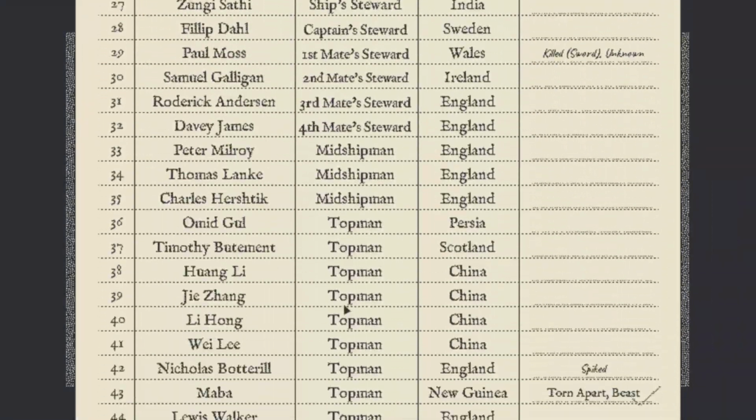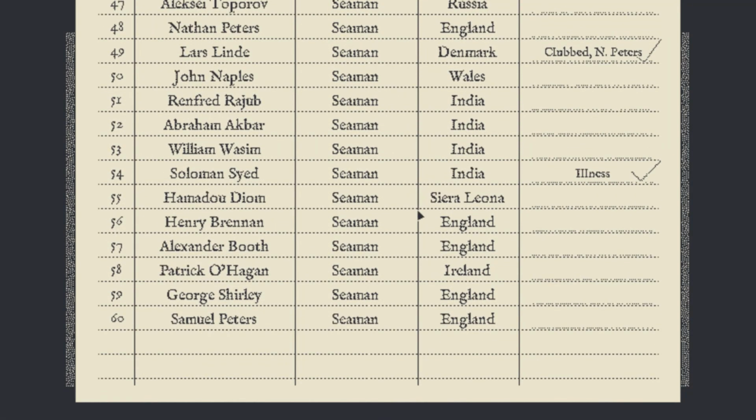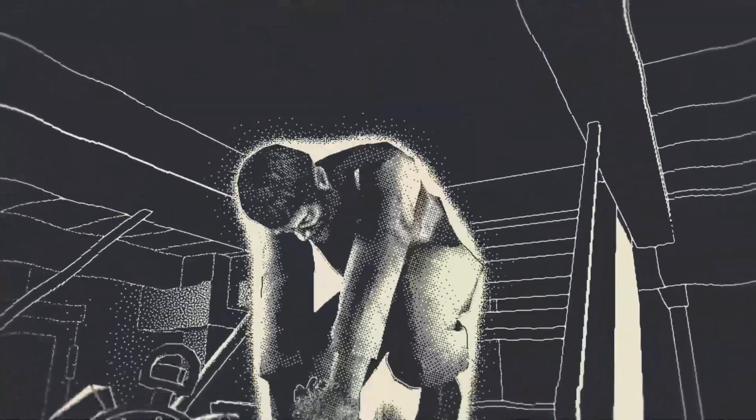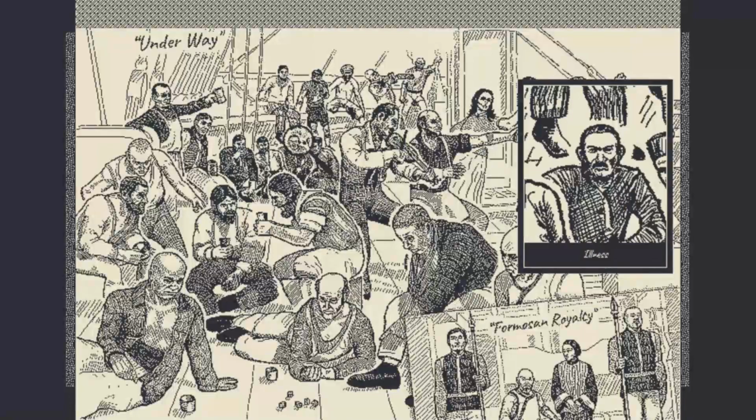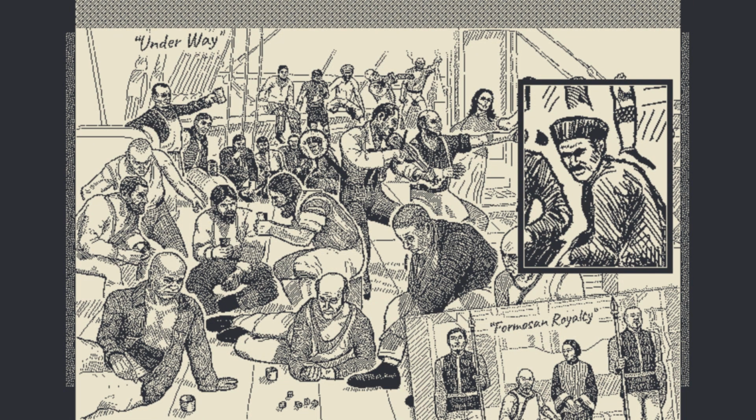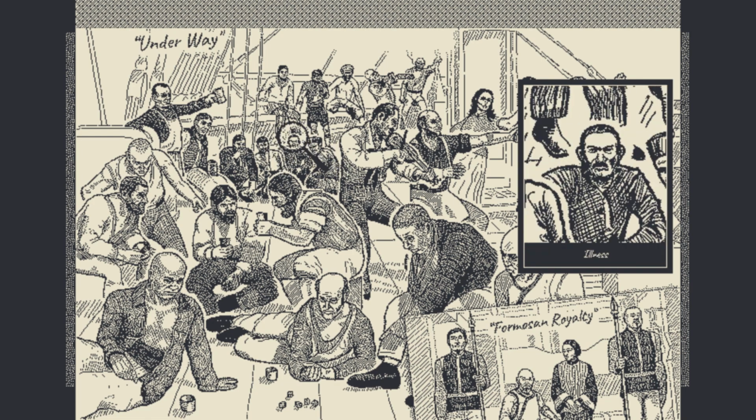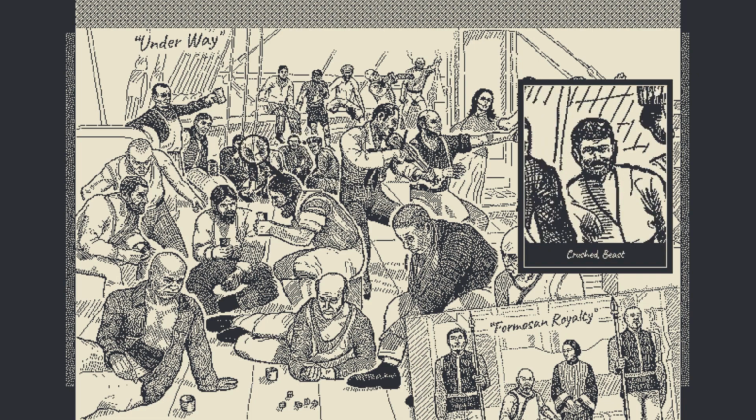Okay, Solomon. He was a seaman from India. So then, it must be the case that these 4 guys are all Indian. And they look Indian. Yeah, these are the other 3 seamen.